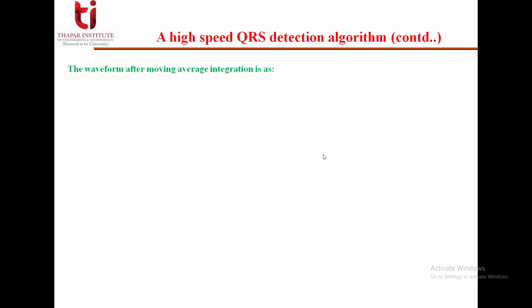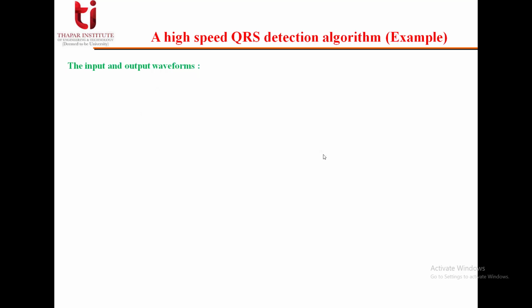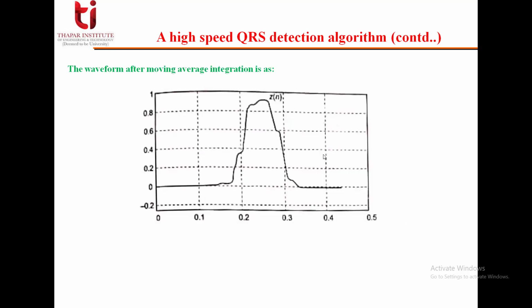Now, let's look at the waveform which is obtained after moving average integration. You can see in this, this is output Zn, which was the final output of the high-speed QRS detection algorithm. So this is the actual output.